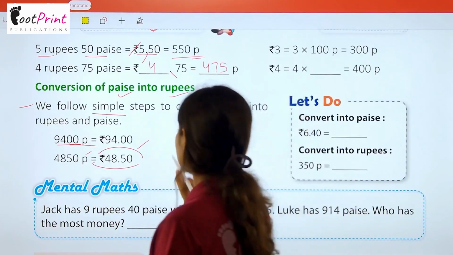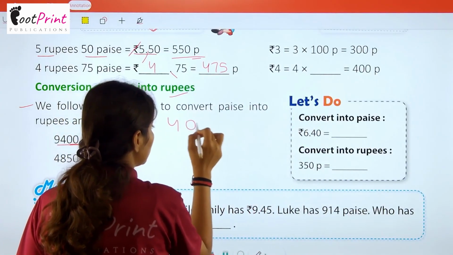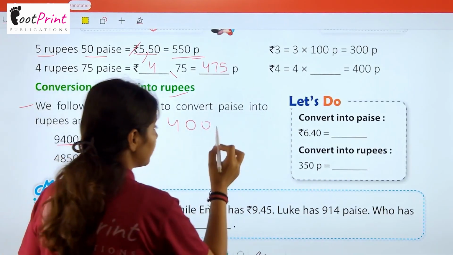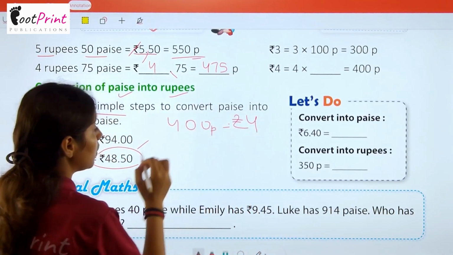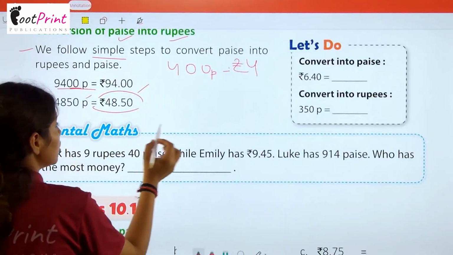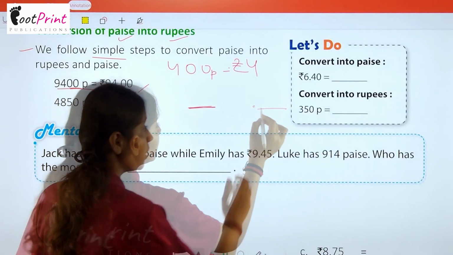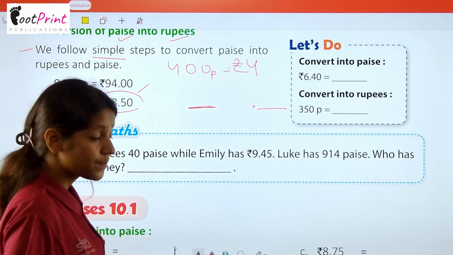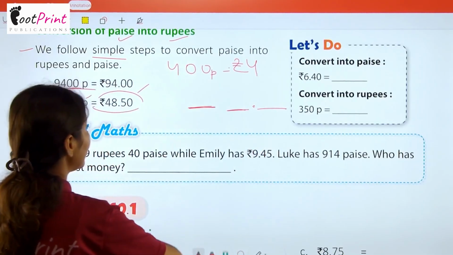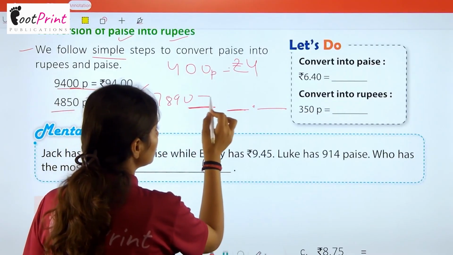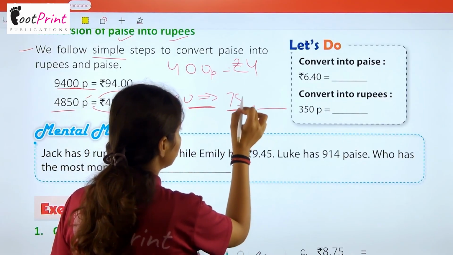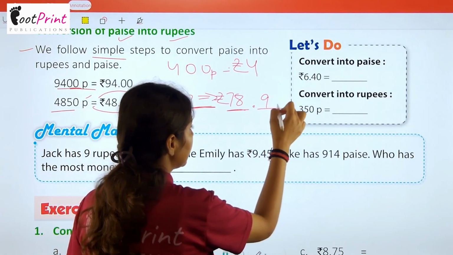Okay. So अगर आपके पास कोई भी वैल्यू है 2 zeros है, so simply we can say that it contains 4 rupees. Okay. और अगर डॉट में होगा तो आपको लास्ट की 2 digit पॉइंट के बाद में लिखनी है. And the rest of the digits you have to write here. For example, we have 7890. So to convert this, we have to write here 78 rupees and 90 paise.